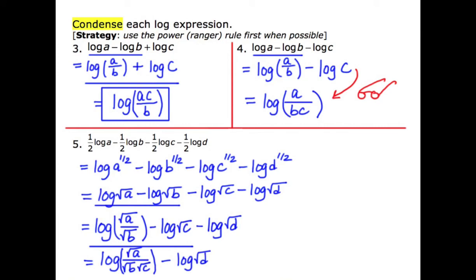Now we've gone from 3 terms down to 2 terms, and the 2 terms are separated with a minus, so we have a difference of logs, which is going to be the log of a quotient again. And when you have a quotient, you've got a division problem, and the question becomes, well, where does the root d go? So think about that. You've got another opportunity to work on that division technique, and now I'm about to write the answer down.